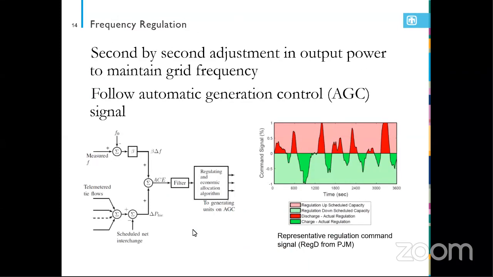Frequency regulation is the second-by-second adjustment in output power to maintain grid frequency. In most areas, you have an automatic generation control signal that is sent to all the resources providing frequency regulation, and then they follow that signal. The picture on the right is an example of the PJM Reg D signal, which was designed for fast resources. And you can see over the course of an hour that the signal goes through zero a number of times. The characteristics of that signal can vary from ISO to ISO. In California, the signal's a little slower.